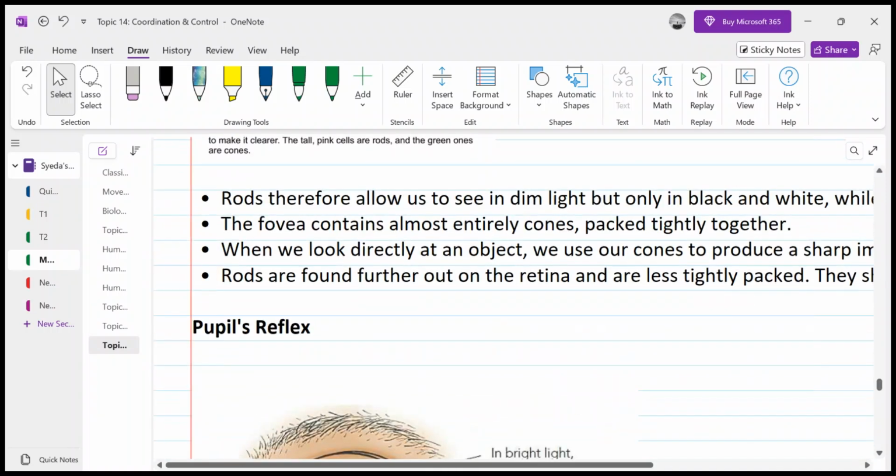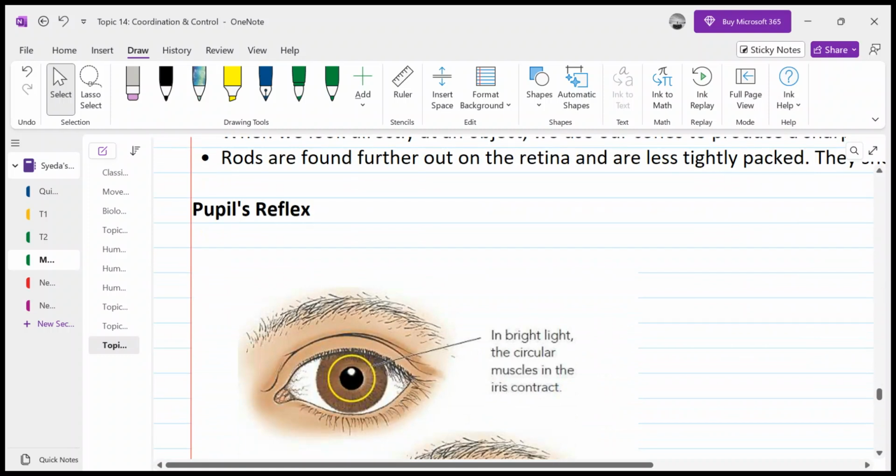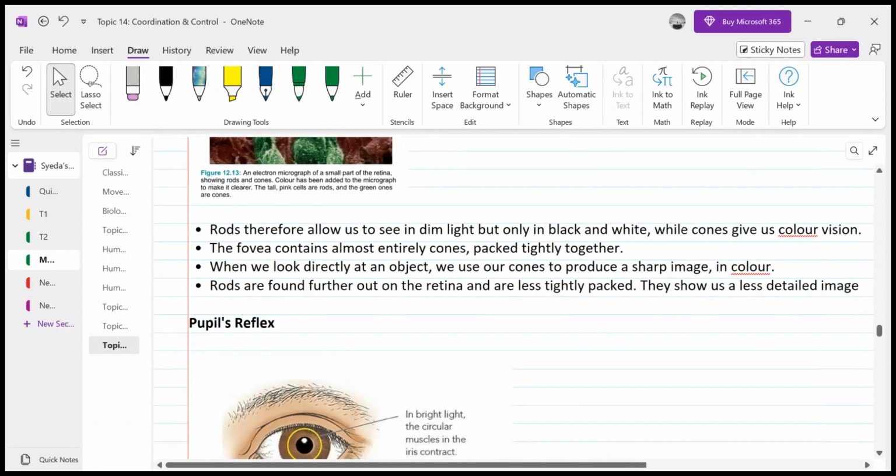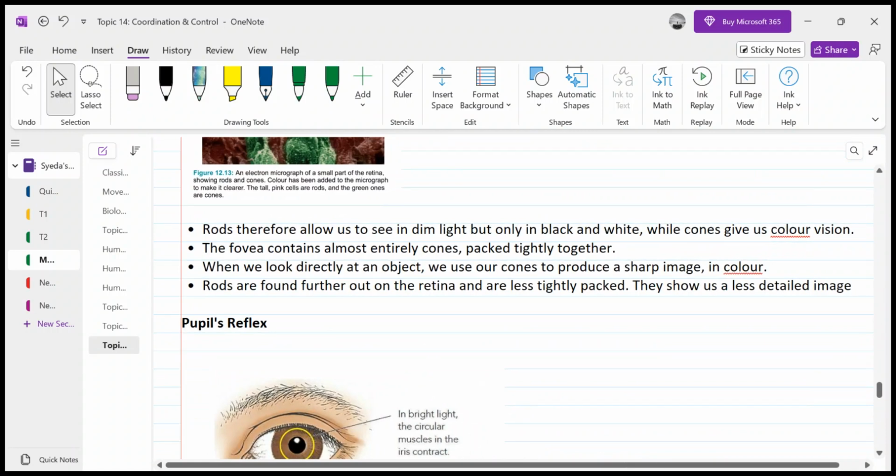As you can see here, rods are found further out on the retina and are less tightly packed compared to cones. Cones are tightly packed and give us a sharp image. Now today we have to study the two functions of the eye. One of them is the iris reflex or the pupil reflex, and the second is the eye accommodation or the lens accommodation.